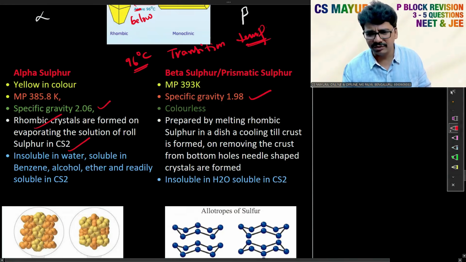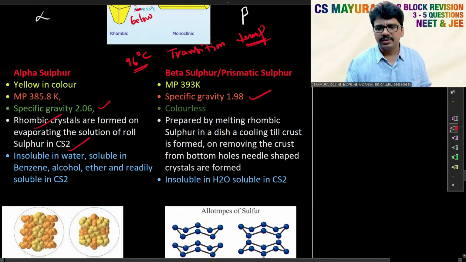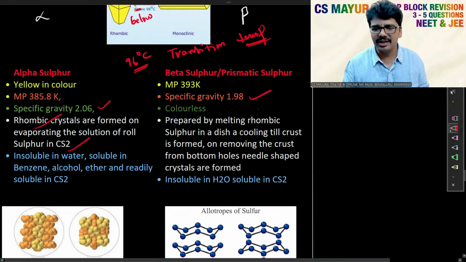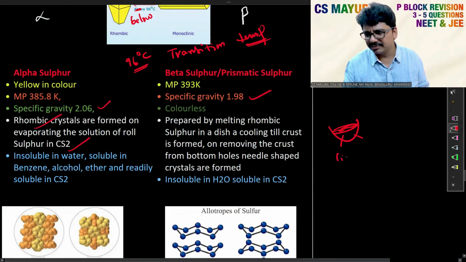And how is this beta sulfur formed? Take molten sulfur. When sulfur is heated at high temperature, it comes to the liquid state, that is molten sulfur. Take this molten sulfur in a bowl and allow it to cool. When a solid crust is formed at the top, make some holes at the bottom of this vessel, remove the liquid, and remove this crust.